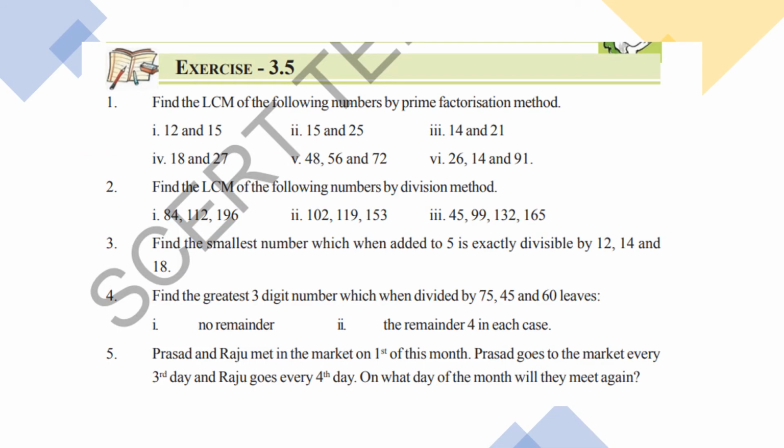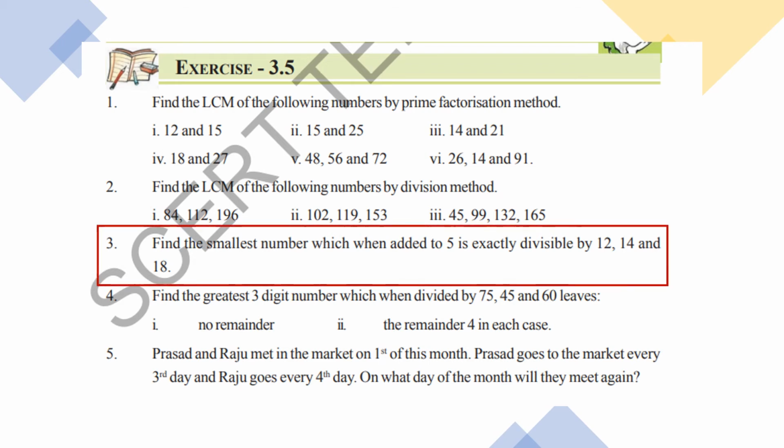We will now look at exercise 3.5 to see how we find the keywords to know whether it is an LCM problem or not. The first two problems already tell us that we have to find the LCM. How do we know in the third problem that we have to find the LCM? When I read the third problem, find the smallest number which when added to 5 is exactly divisible by 12, 14 and 18.